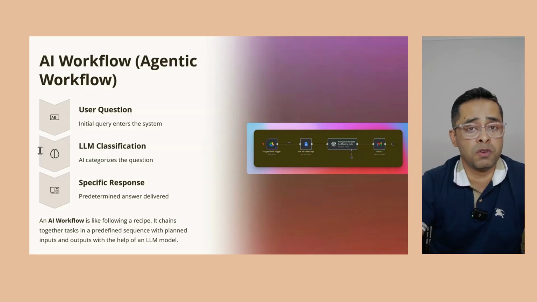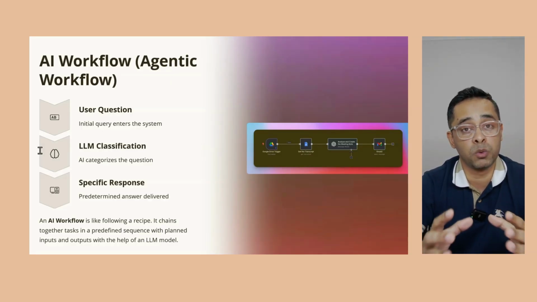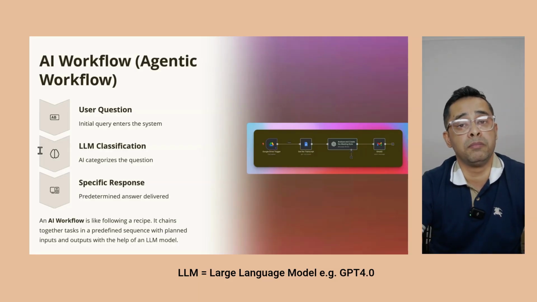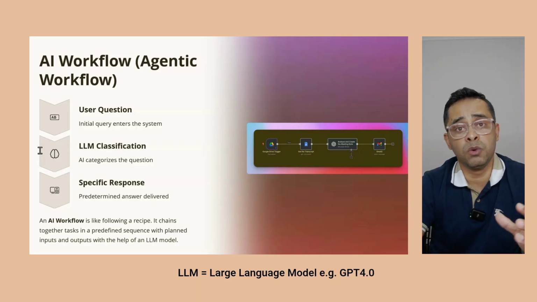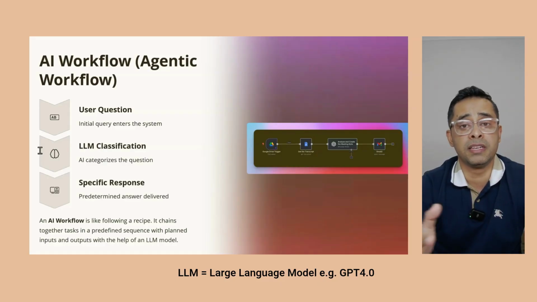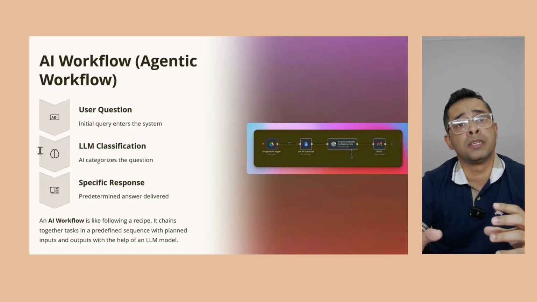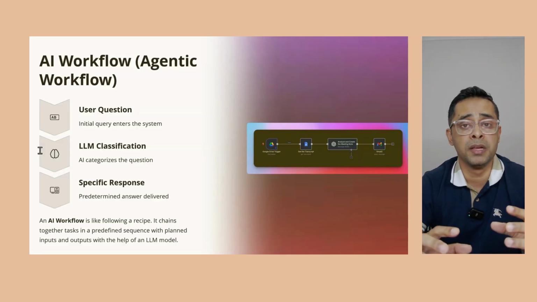An agentic workflow is like following a recipe. It's a chain of tasks together in a perfect sequence, which plan input and output with the help of an LLM. What that means is the difference between a workflow and an agentic workflow: you will have steps where an LLM will take an input and provide some output as part of the workflow. But again, it still follows the same path which has been predetermined by the user.